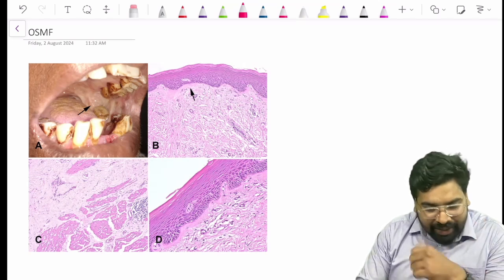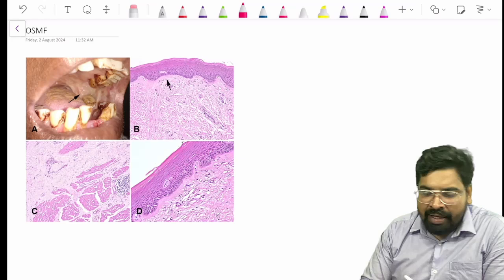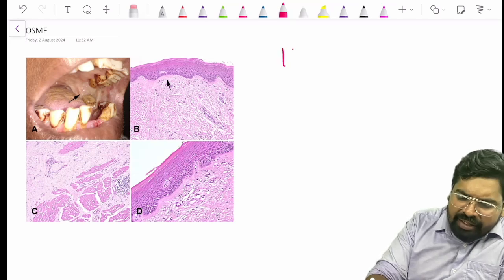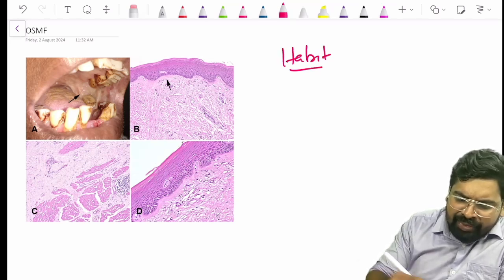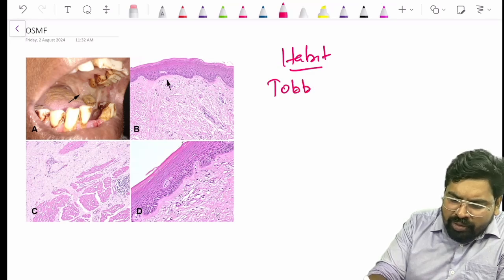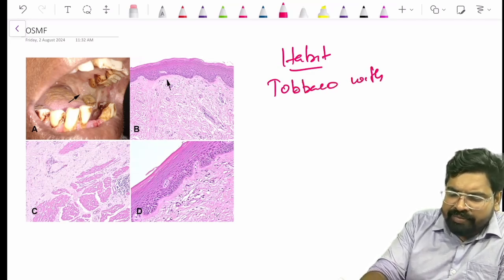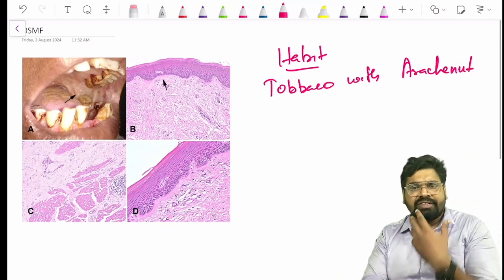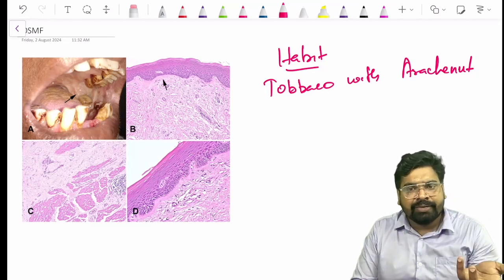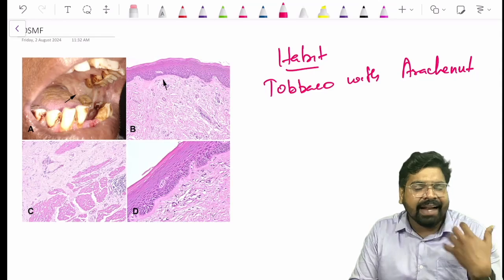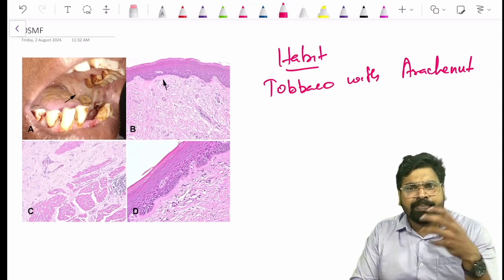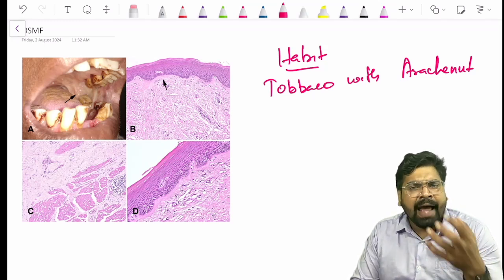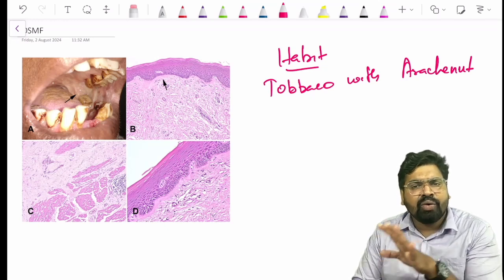Actually, oral submucous fibrosis occurs due to a habit, the habit of having tobacco with the areca nut. This oral submucous fibrosis is seen in tobacco chewers who take areca nut along with the tobacco, the pan masala chewers. So this is the type of habit that can cause the condition called oral submucous fibrosis.